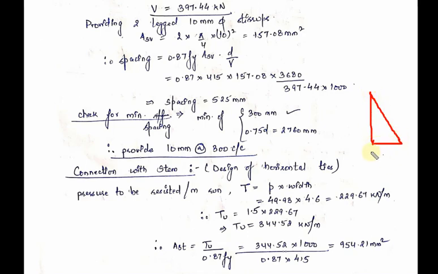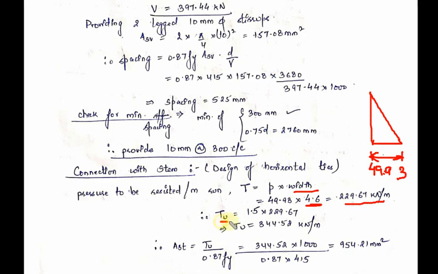So it was a triangular variation, and the maximum value of the earth pressure was at the bottommost part, and it was 49.93. Now the pressure that has to be resisted per meter run will be, if I multiply 49.93, which is in kilonewton per meter width, with the width of the T beam. As we already studied, the width of the T beam is 4.6. So we will multiply it with 4.6, and we will get the value of the pressure to be resisted as 229.67 kilonewton per meter.